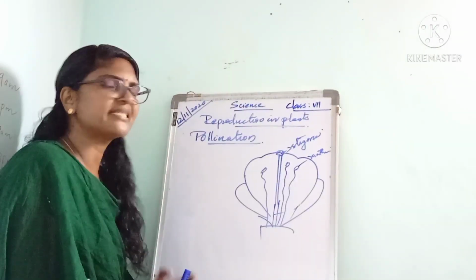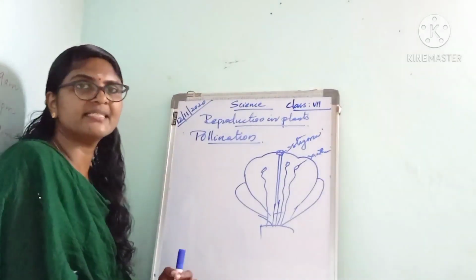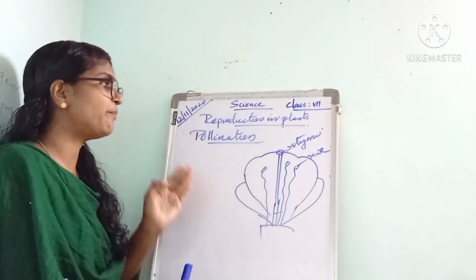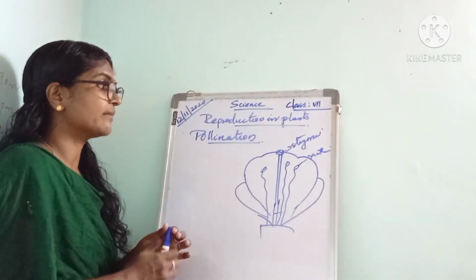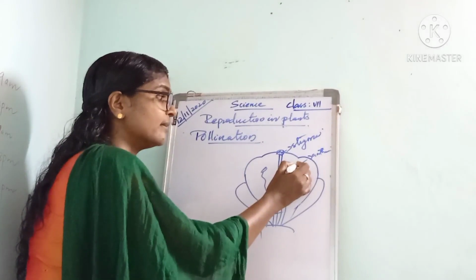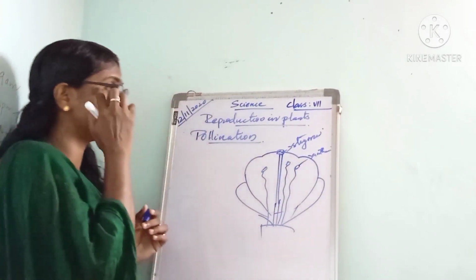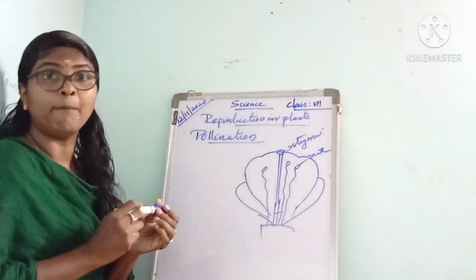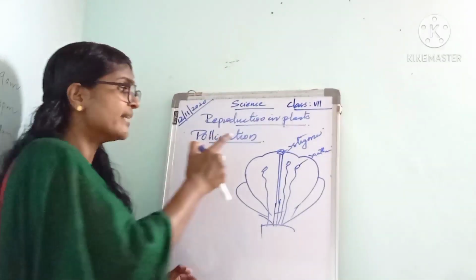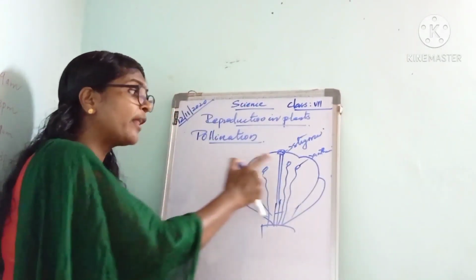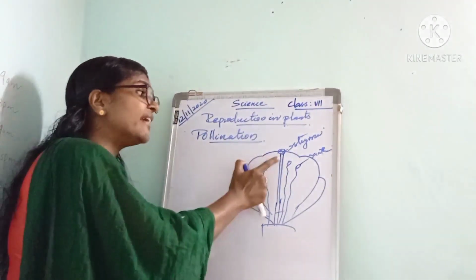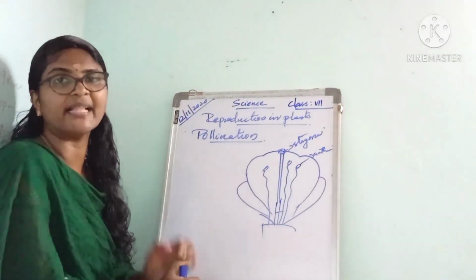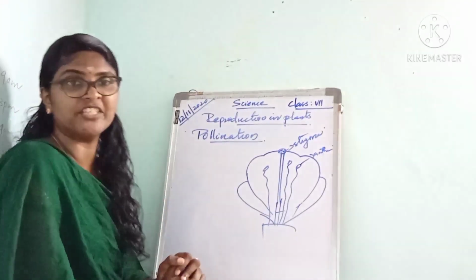Next is pollination. Pollination is the transfer of pollen from the anther. The anther contains pollen grains. The transfer of pollen grains from the anther to the stigma of the same kind of flower is called pollination.